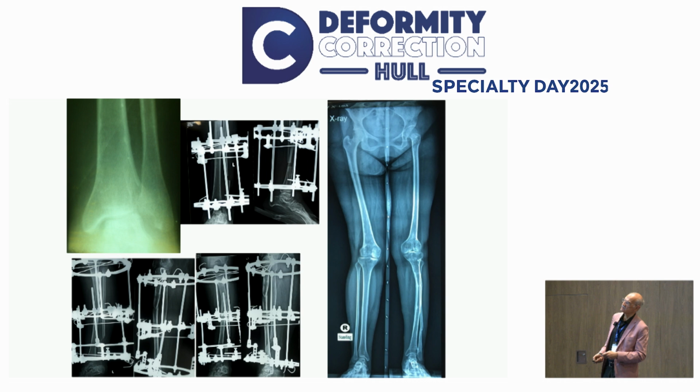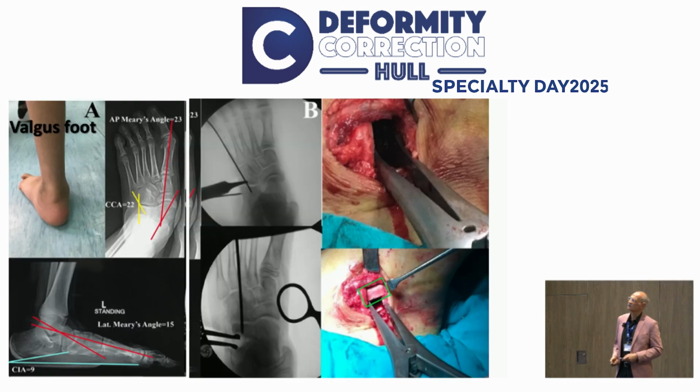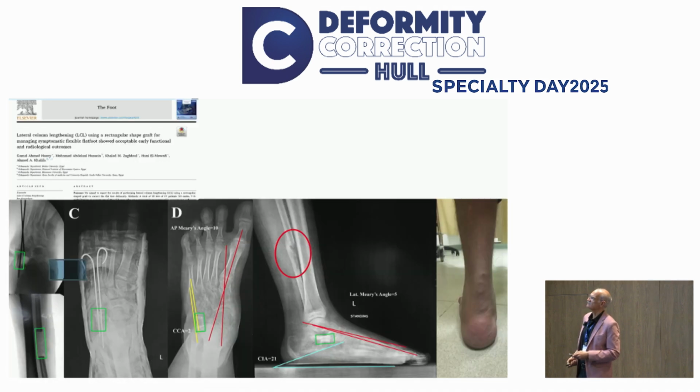Poliomyelitis. In this case, again, the fibula is higher than the tibia. Again, we did fibular lengthening, and this is the end picture with the correction. Valgus foot. Again, you can do calcaneal lengthening, lateral calcaneal lengthening. This is the osteotomy and separation and the graft. And this is the end picture.